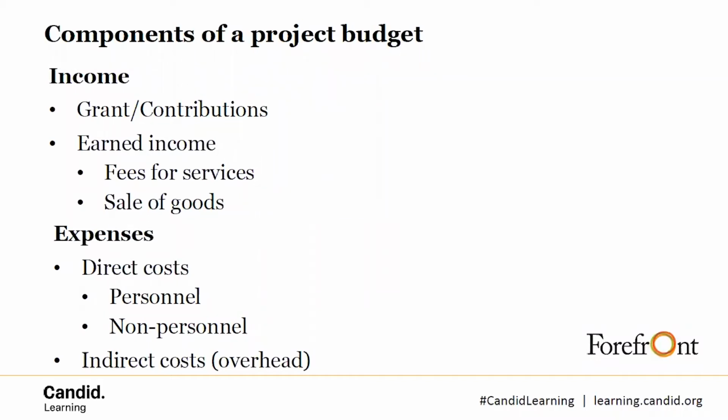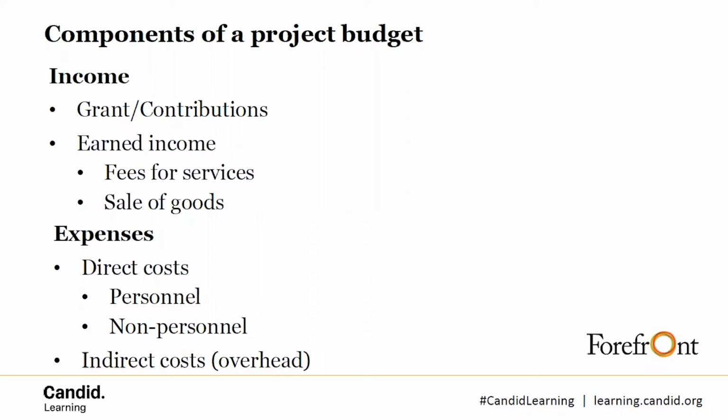And the earned income. This is things that are generated by charging fees for services, selling items or goods, that sort of thing. On the other side of the scale, expenses, how much your project costs. Now, direct costs are directly related to the specific project, meaning these expenses are used for or allocated only to this project. That's why they're called direct costs. These include both personnel and non-personnel costs. Personnel, all staff directly involved in the project. Non-personnel, all other expenses that are directly related to this project.